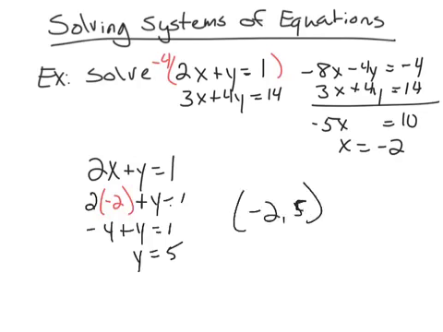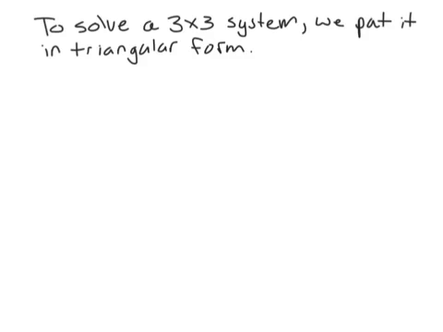We used to call this solve using addition. Today we're going to call this solving using back substitution, because that's really what we did. Once we added them together and found one variable, we back substituted to find the other. Okay, to solve a 3 by 3 or any system like this, we need to put it in what's called triangular form. So I want to demonstrate what that is.